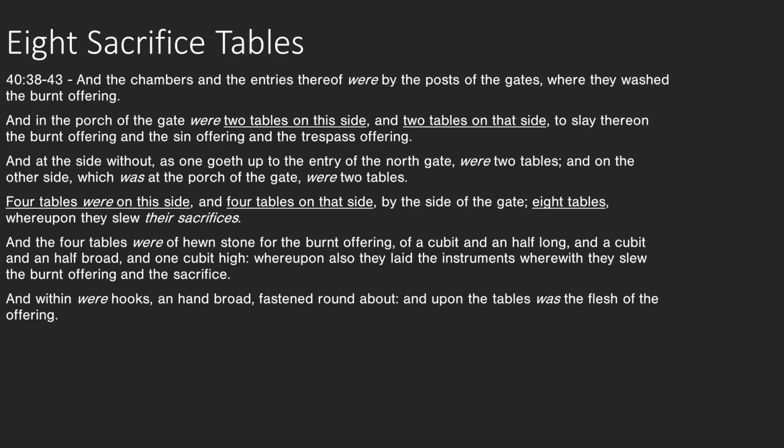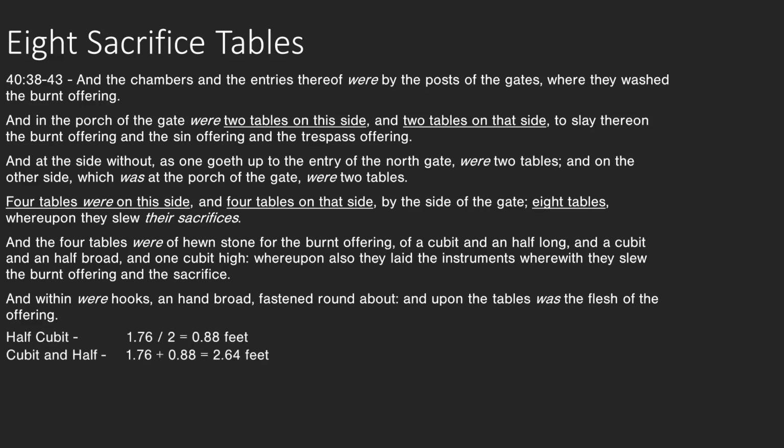And at the side without, as one goeth up to the entry of the north gate, were 2 tables, and on the other side, which was at the porch of the gate, were 2 tables. 4 tables were on this side, and 4 tables on that side, by the side of the gate, 8 tables, whereupon they slew their sacrifices. And the 4 tables were of hewn stone for the burnt offering, of a cubit and a half long, and a cubit and a half broad, and 1 cubit high, whereupon also they laid the instruments wherewith they slew the burnt offering and the sacrifice, and within were hooks, an hand broad, fastened round about it, and upon the tables was the flesh of the offering.